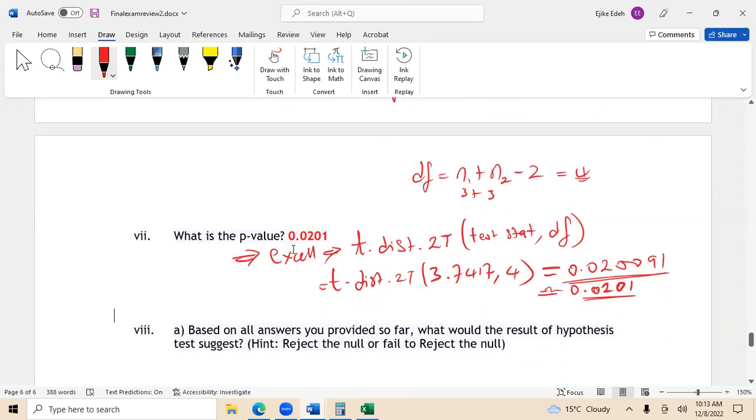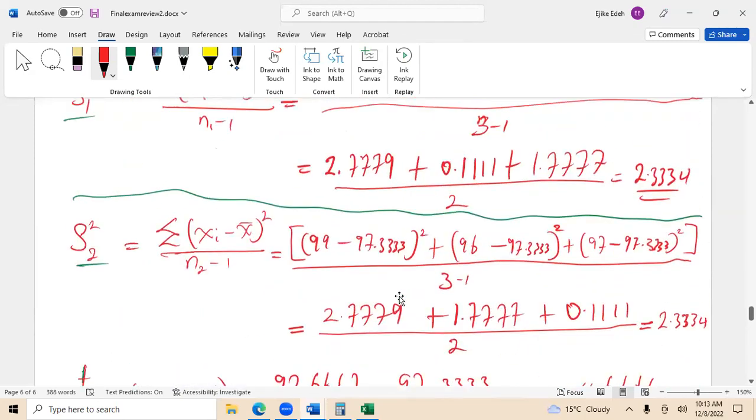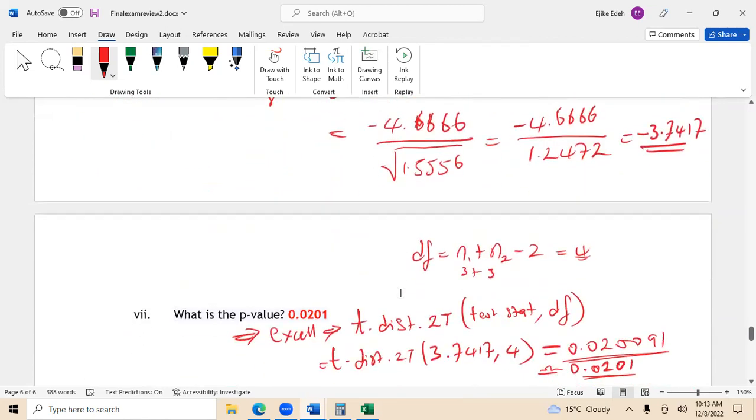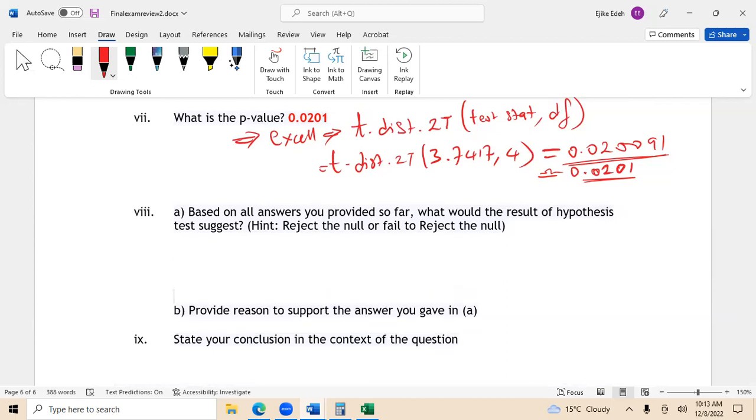Once I get my degree of freedom, then we'll go ahead. It says, based on all your answers provided so far, what would the result of the hypothesis test suggest? The hint here is that you are just supposed to say reject or fail to reject. Any idea? Are we going to be rejecting here or failing to reject? Remember how we make that decision? There's actually one I didn't teach in class, which is using the critical value to make that decision. But let's focus on the one we worked in class.